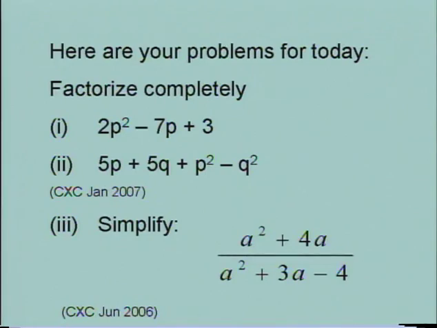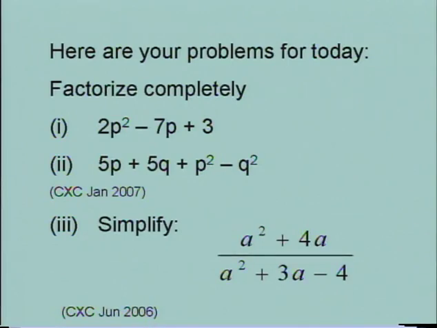Here are your problems for today. Factorize completely 2p squared minus 7p plus 3. That's your first one. The second one, 5p plus 5q plus p squared minus q squared. Those 2 questions were taken from CXC January 2007.